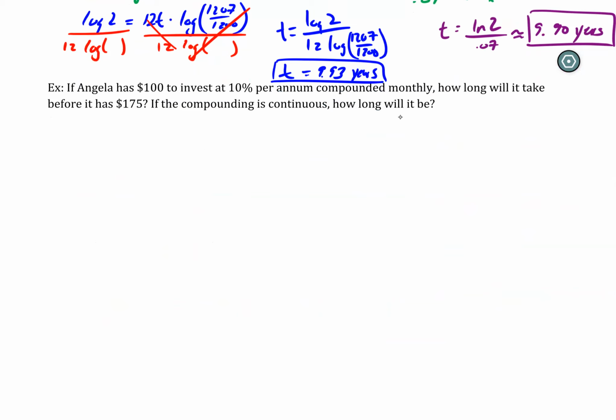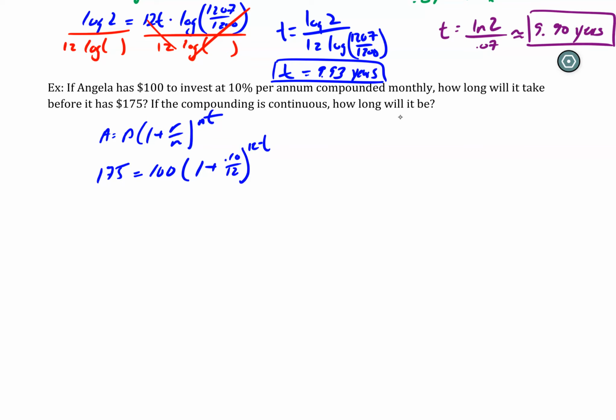So we've got Angela has $100 to invest at 10%, compounded monthly. How long will it take to make $175? So let's see about that one. So for compounded monthly, we're going to have A is equal to P times 1 plus r over n to the nt. So I want 175 to equal 100 times 1 plus 0.10 over 12 raised to the 12t.